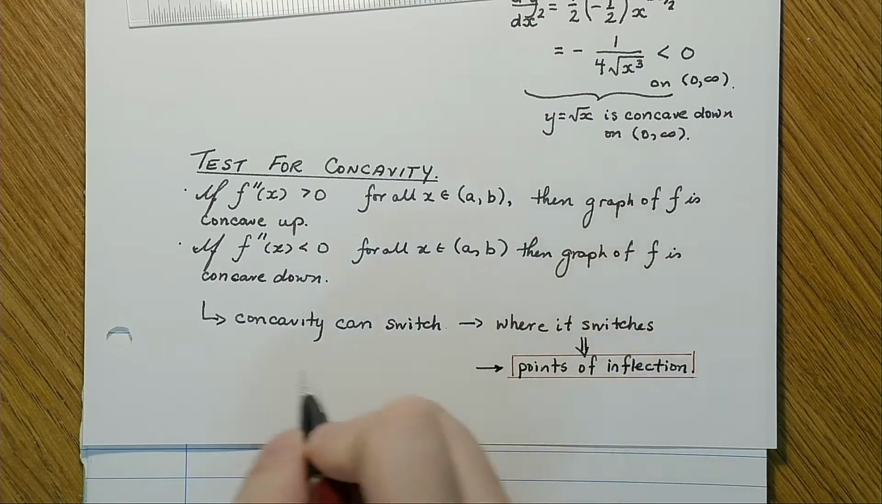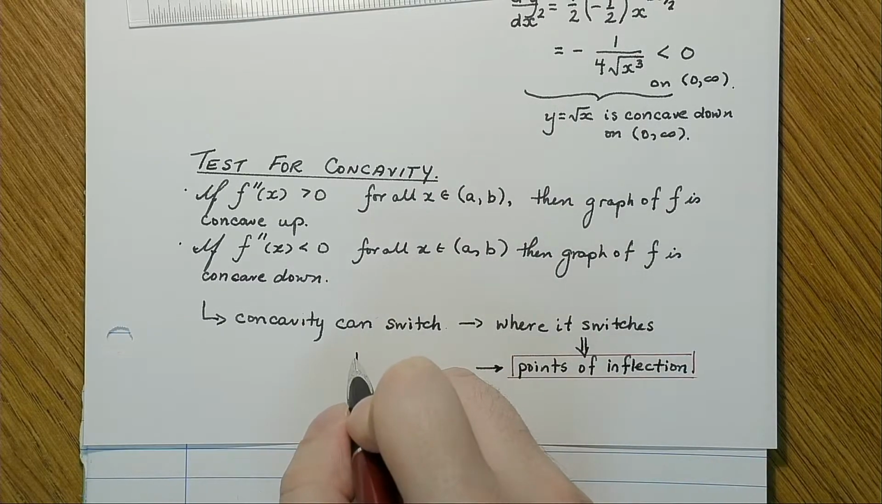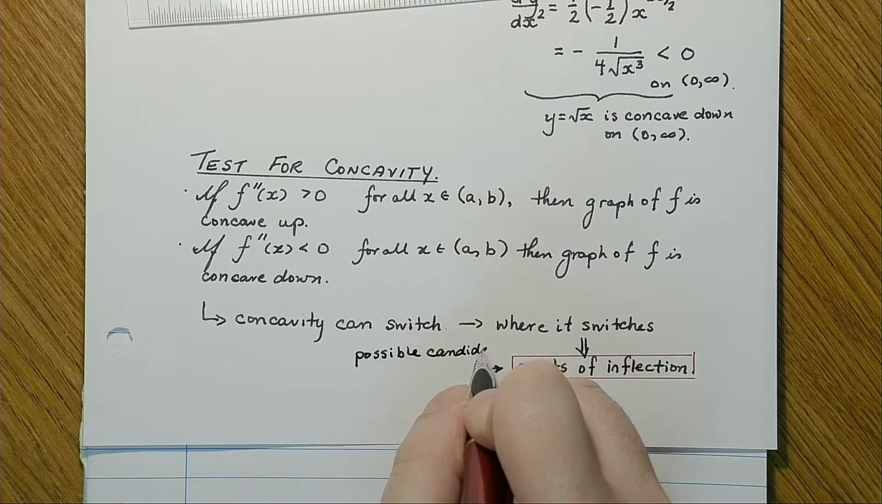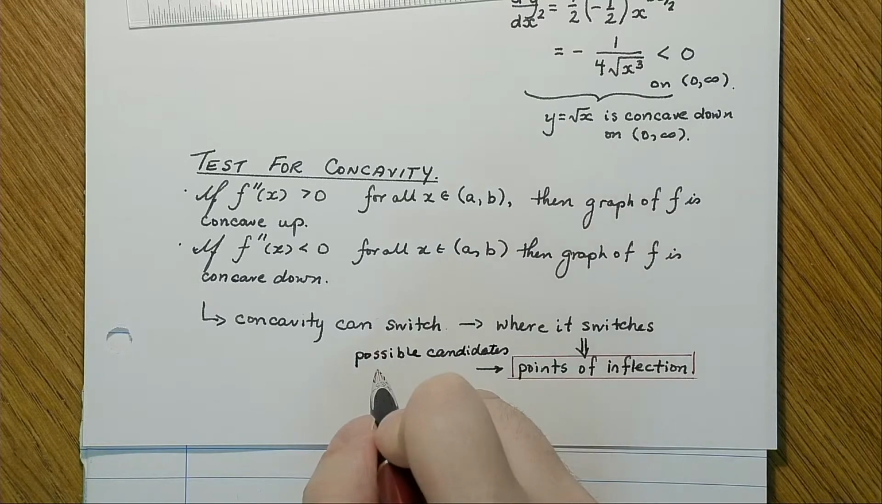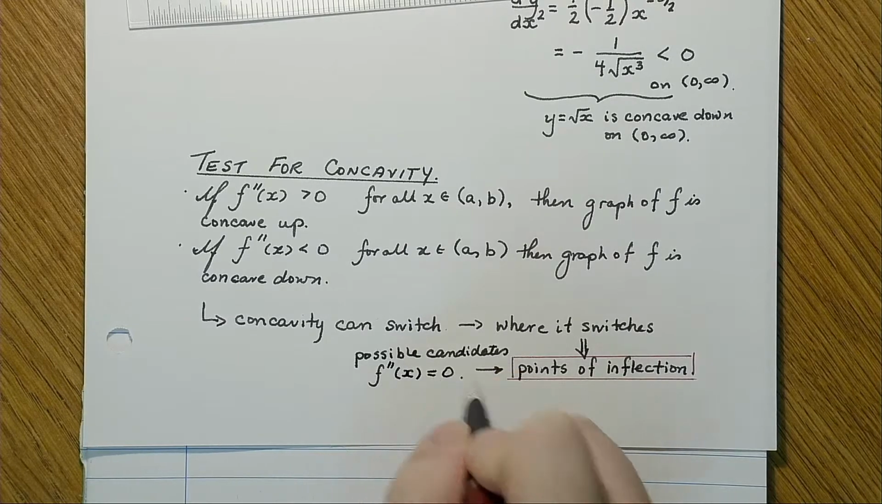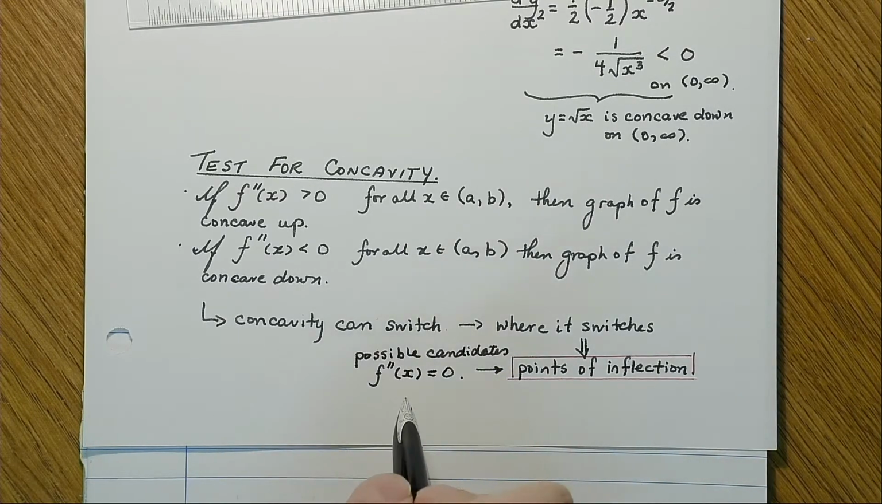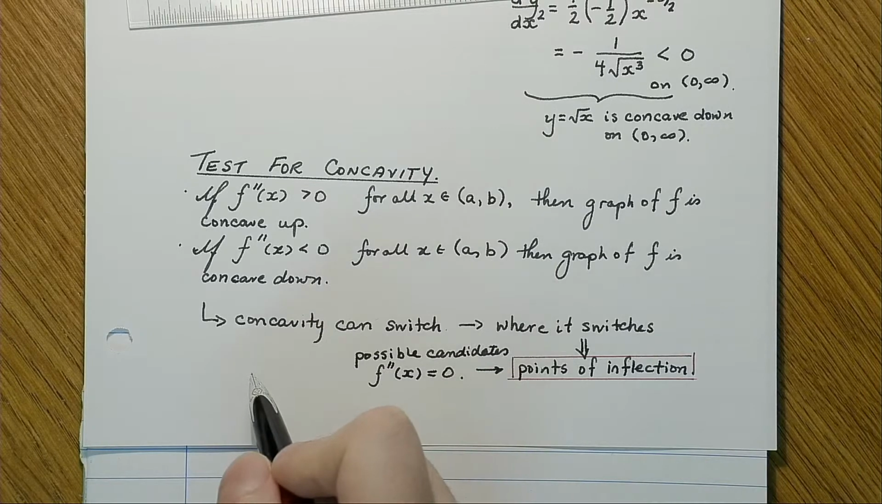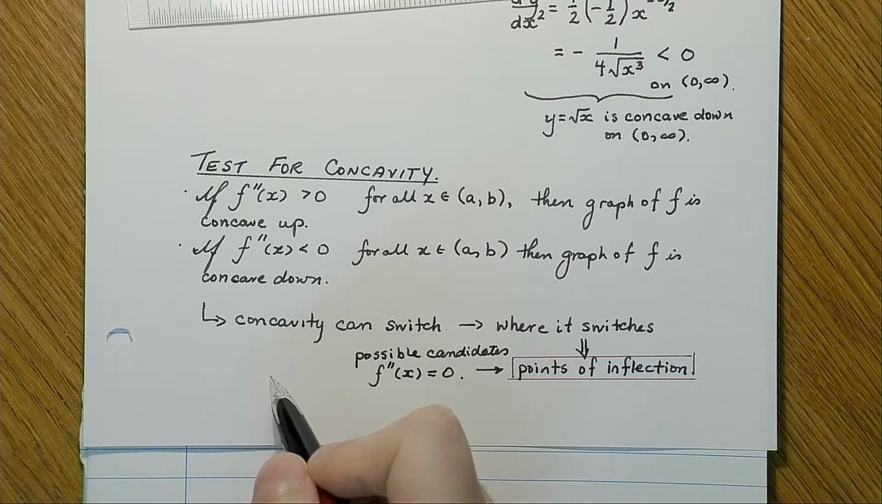And possible candidates of points of inflection is where the second derivative is equal to 0. Now again, for a point of inflection, it has to switch. So it has to go from either concave up to concave down or vice versa. But you could, for instance, have the second derivative equal 0 and then it actually stays the same. So it could be concave down and then still concave down.